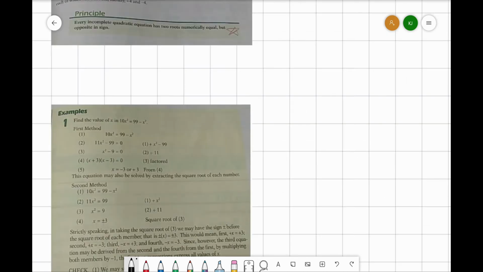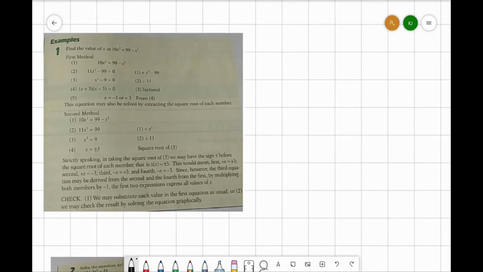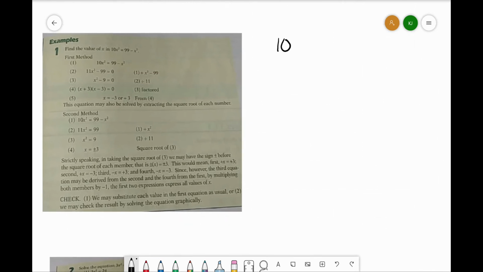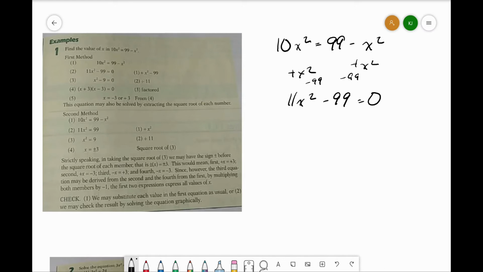So let's go on to example 1. We want to find the value of x in 10x squared equals 99 minus x squared. We have two different methods of doing this. Let's go over the first method. The first method is to add x squared to both sides, leaving us with 11x squared. And then we also subtract 99 from both sides, leaving us with 11x squared minus 99 equaling 0.